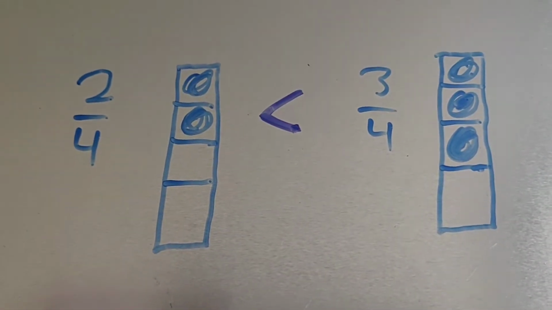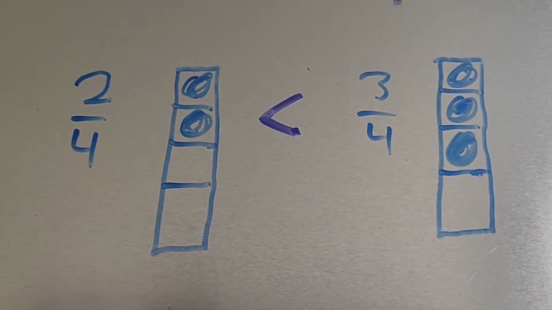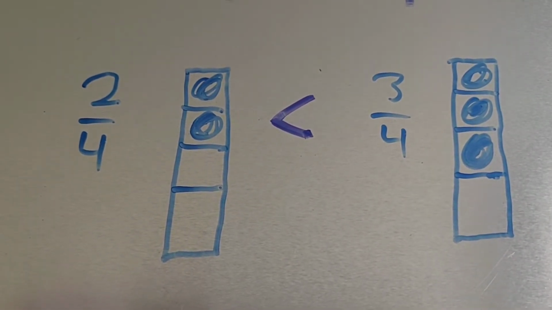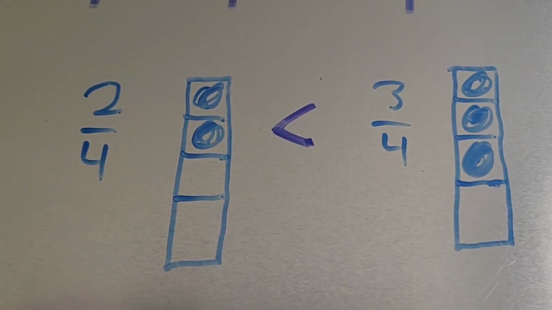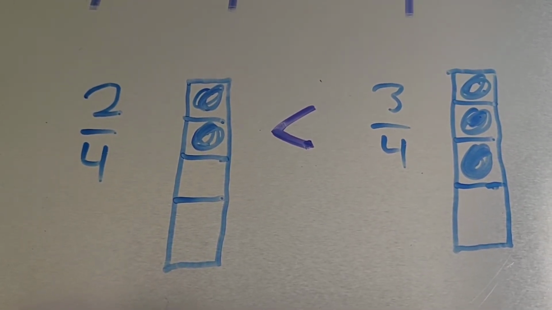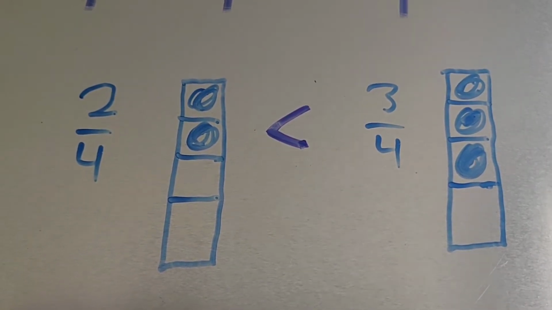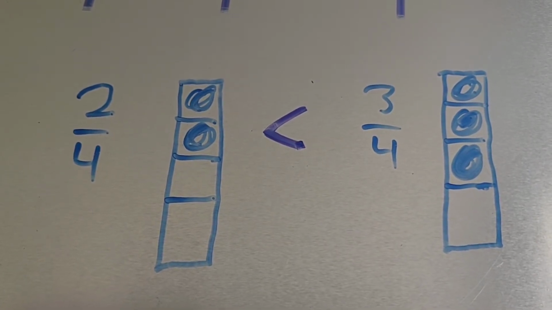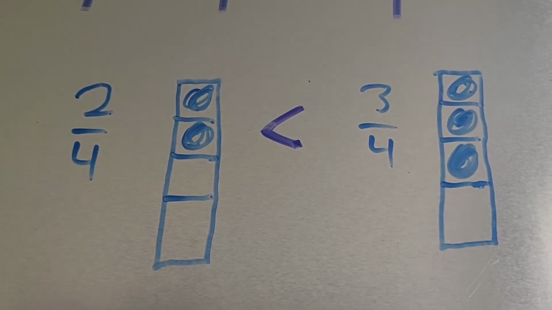That's right, 2/4 is less than 3/4, because if we have 2 of the same sized parts, it's going to be less than 3 of the same sized parts. So when you have the same denominator, also called a common denominator, here 4, the fraction with the lesser numerator is less than the fraction with the greater numerator, because the whole's divided into the same number of equal parts, and the fraction with less of those equal parts is less than the fraction with a greater number of those equal parts. So 2/4 is less than 3/4.